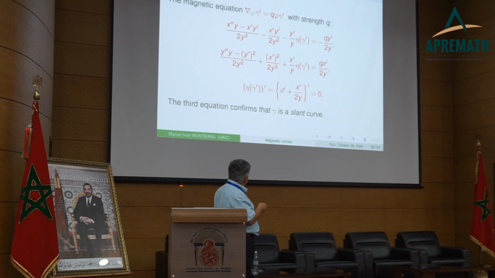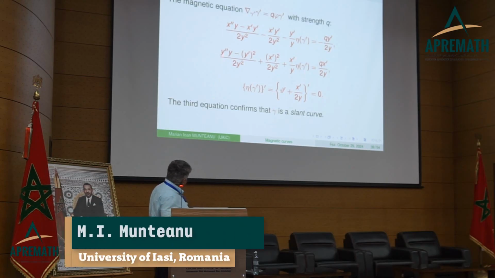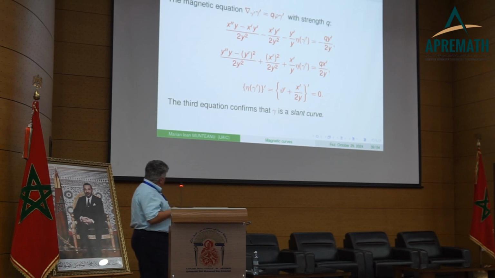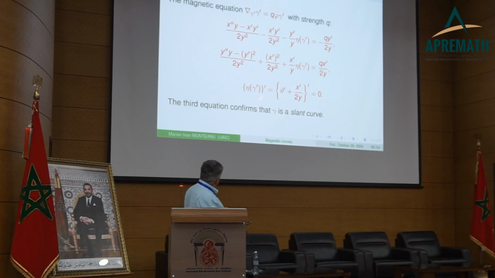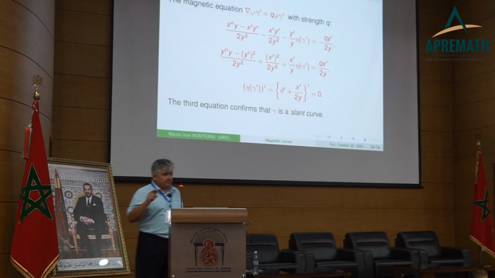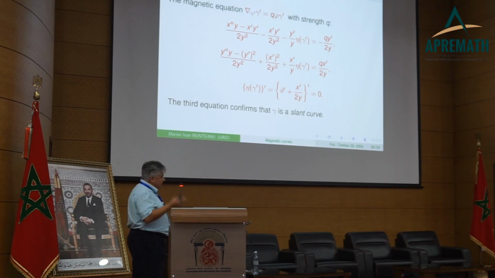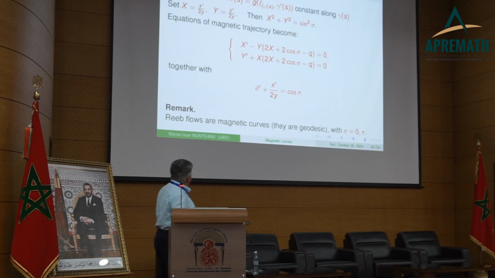In fact, we put also the strength Q here. So the magnetic equation, the Lorentz equation, is written like this. So we have a complicated system of second-order differential equations. The last one confirms that the magnetic curve is a slant curve, because this is 0, so it means eta of gamma prime is constant. Eta of gamma prime is precisely g of psi and gamma prime. Gamma prime is unitary, psi is unitary, so this means that cosine theta is constant, so theta is constant. So this confirms the result we already know.